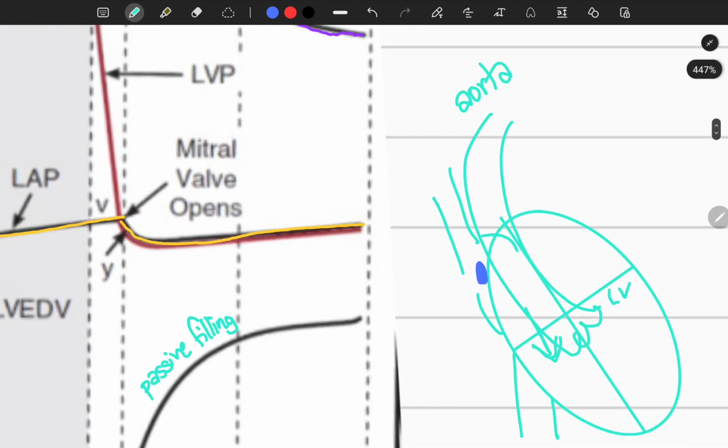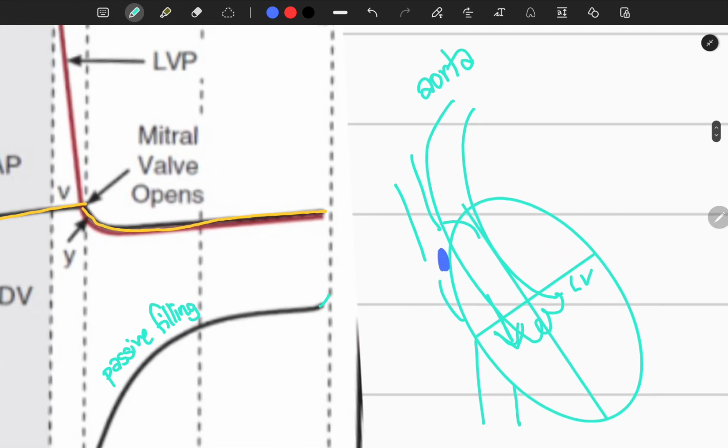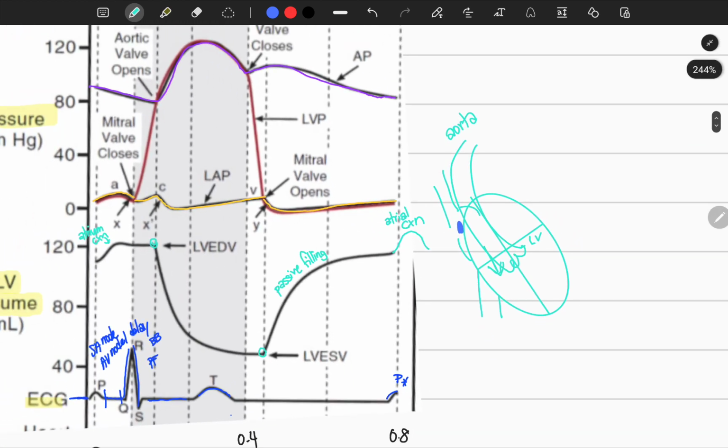And then, if you can see here, it's going to repeat itself. We're going to have that increase of the atrium contracting, and it's going to start all over again.